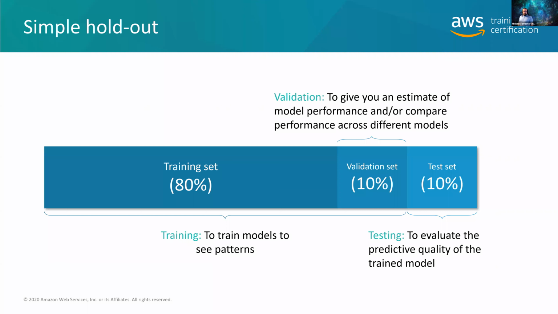So we talked about common splits: 80, 10, 10, 70, 15, 15. There's a couple of variations. Now, this is just simple holdout.